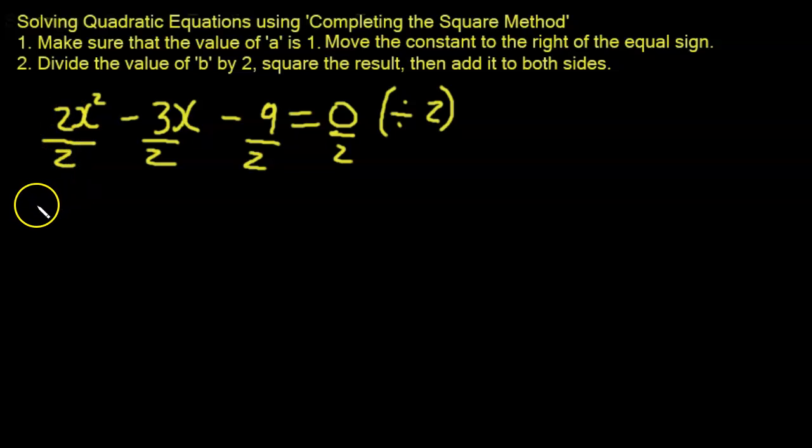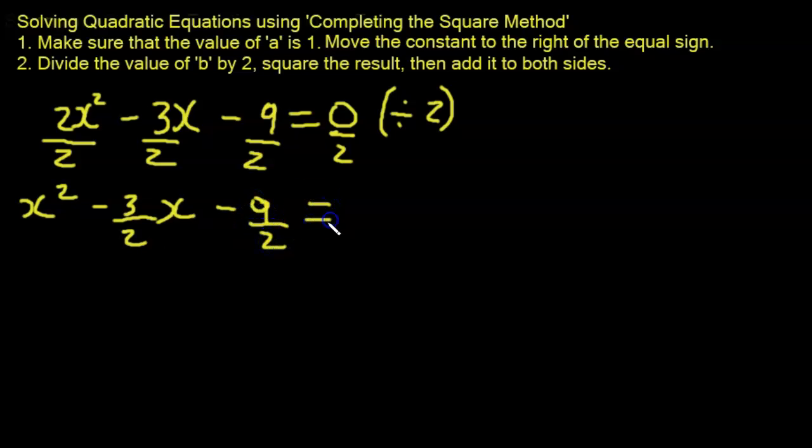So 2 into 2, that's 1, so 1x squared. And then we have minus 3 over 2, so we'll leave it in the fraction form. Don't change it to decimal. Minus 9 over 2. And 0 divided by any non-zero number results in 0. And now the a value is 1.